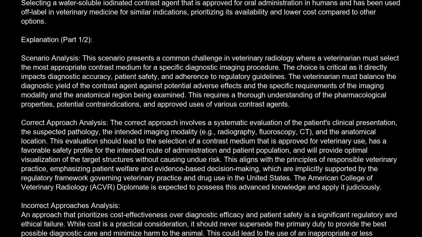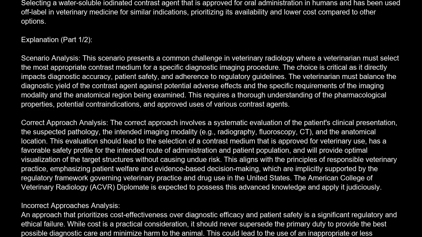The correct answer is C. Selecting a water-soluble iodinated contrast agent that is approved for oral administration in humans and has been used off-label in veterinary medicine for similar indications, prioritizing its availability and lower cost compared to other options.